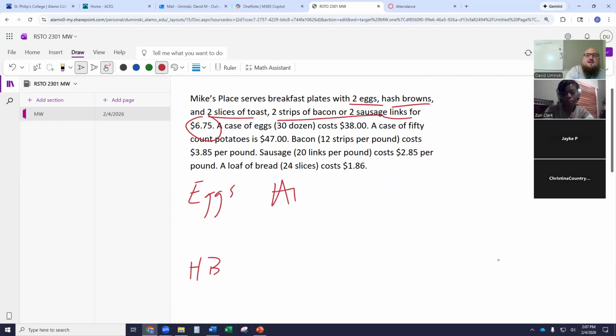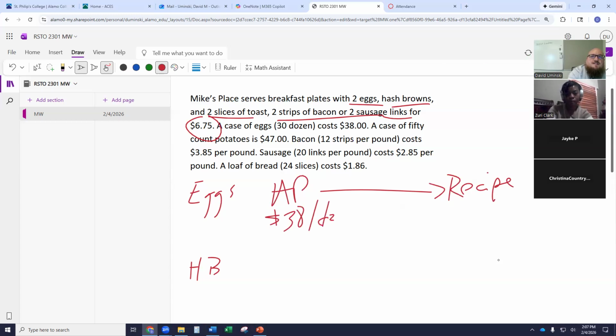So when we do AP to recipe, the AP is our as purchased. How much did we purchase? If we look at our problem, how many eggs did we purchase? 30 dozen for $38. So $38 per 30 dozen. And then my recipe is how much? Two what? 2 eggs.